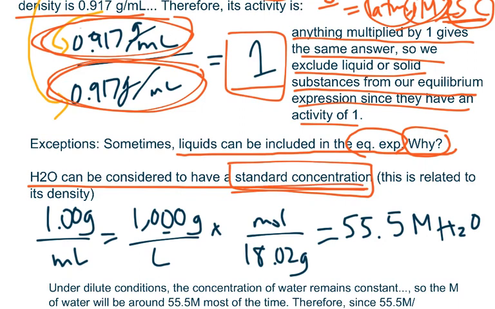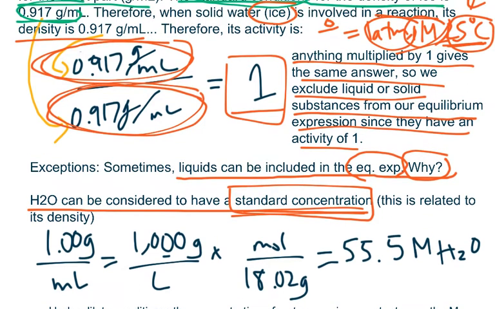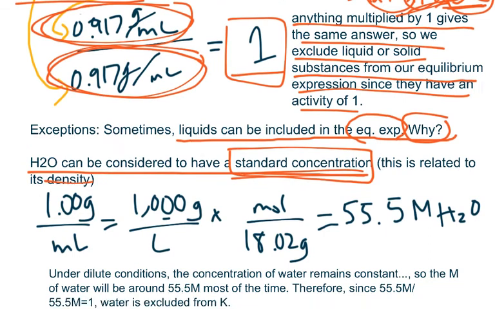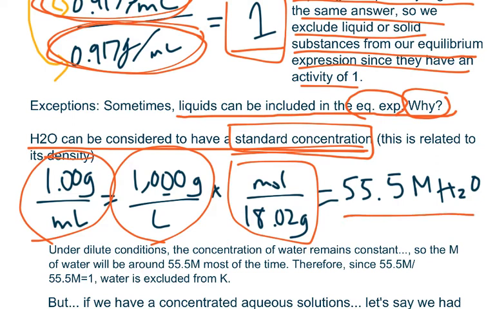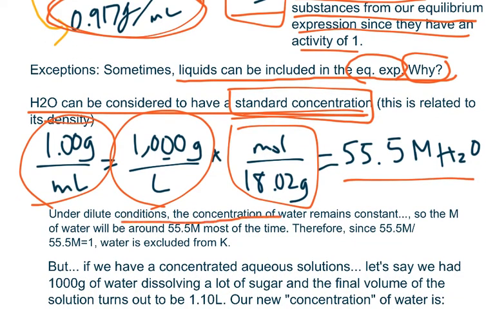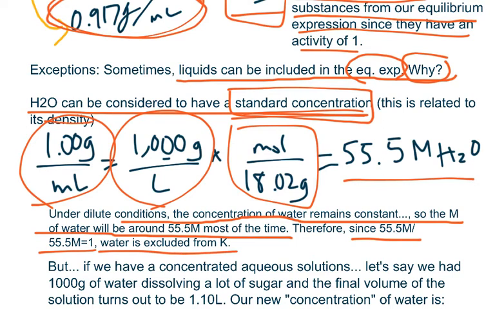So the standard concentration for water, which is not a solution, so we don't use 1, is related to its density. So 1 gram per ml can be changed to 1,000 grams per liter by multiplying the top and bottom by 1,000, and using the molar mass of water, we can find the molarity of water, and we see that the molarity of water is 55.5 molar. Under dilute conditions, the concentration of water remains constant, so the M of water will be around 55.5 molar most of the time. Since 55.5 molar divided by 55.5 molar is 1, water is excluded from the equilibrium constant.